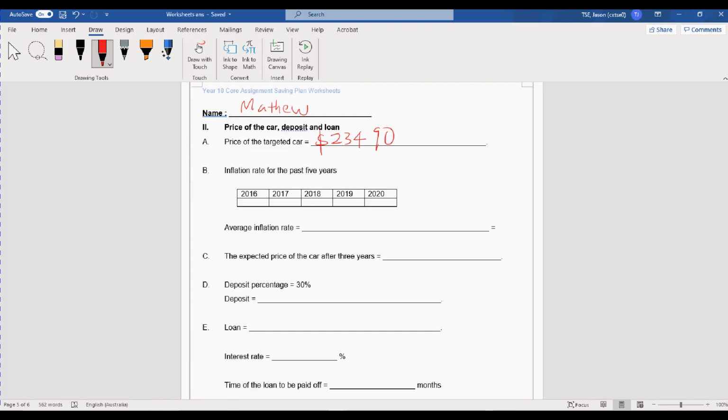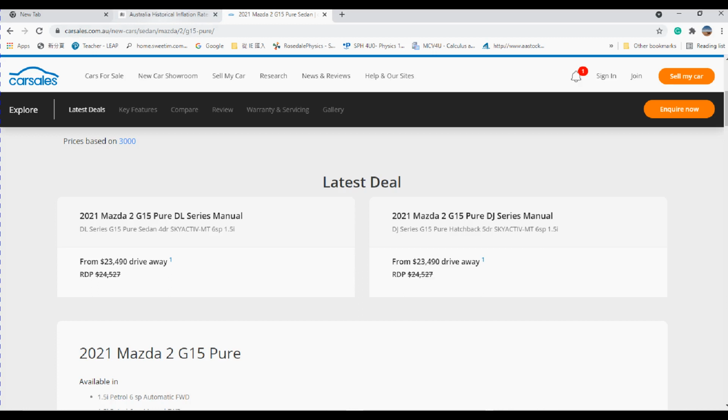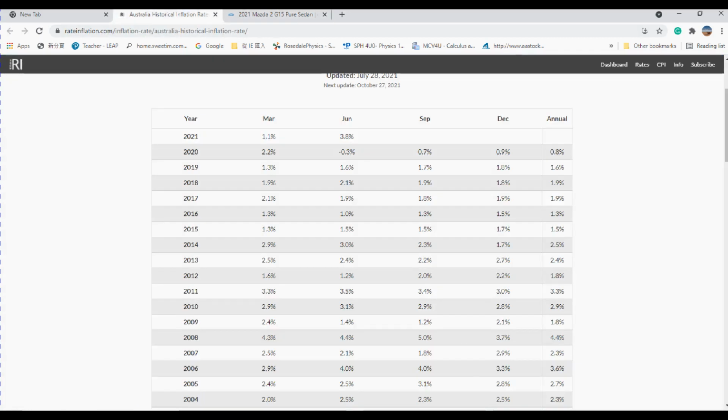But remember that's the price for now. We are not quite sure what the price will be after 3 years, so we need to take into consideration inflation rates. How could we get the inflation rate? We know the inflation rate can change, so each year might have a different inflation rate. So we might go to the website as suggested in the task sheet, the Australian inflation rate website.